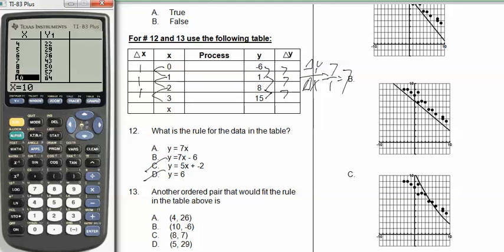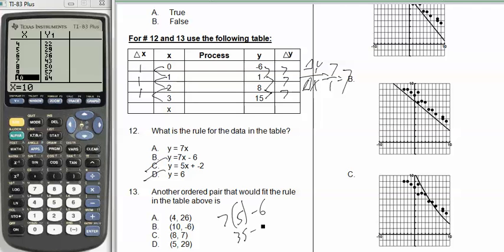The other way you could do it is just do it by hand. Of course, you could do 7 times 5 minus 6 would be 35, minus 6 would be 29. But since we got the calculator, just go ahead and plug it in. It's okay. Alright, so now the next one.